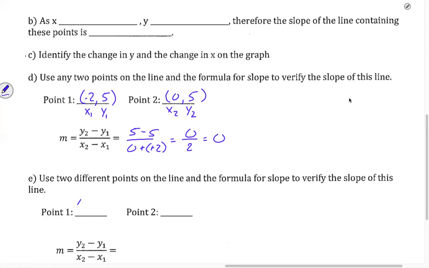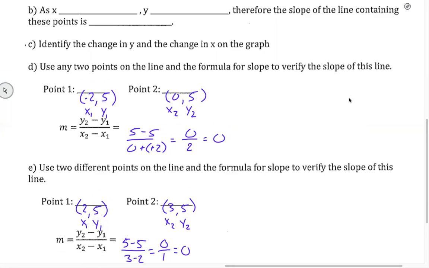The 2 points we found were (2, 5) and (3, 5). So let's label them. We're going to go ahead and substitute them in. So (5 minus 5) over (3 minus 2). That's 0 over 1, which is 0. So again, you can see we're on the same line there because they appear to be on the same line in the graph and have the same slope.